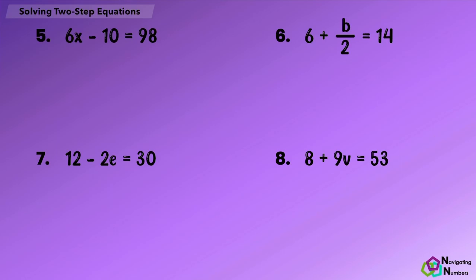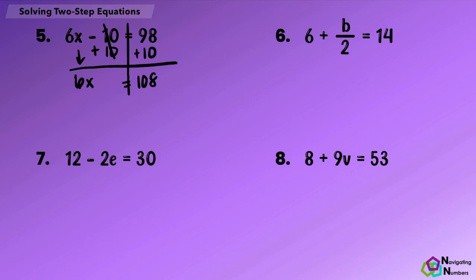All right, so let's take a look at some more. We have 6x minus 10 equals 98. So we have multiplication and subtraction. We're going to add 10 to both sides. So we're left with 6 times x equals 98 plus 10, which is equal to 108.